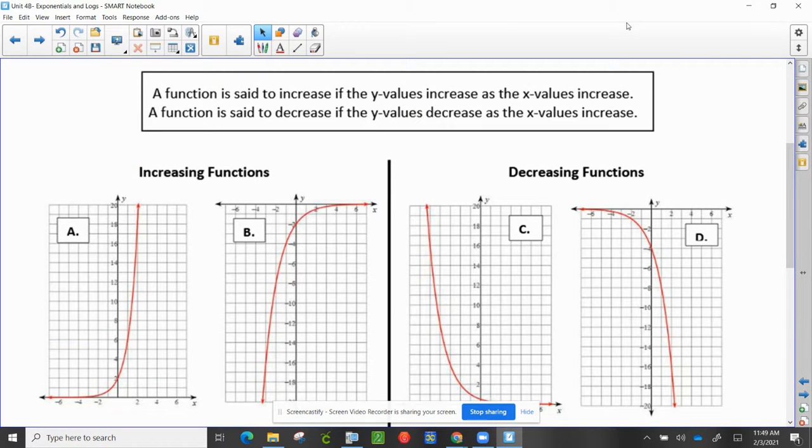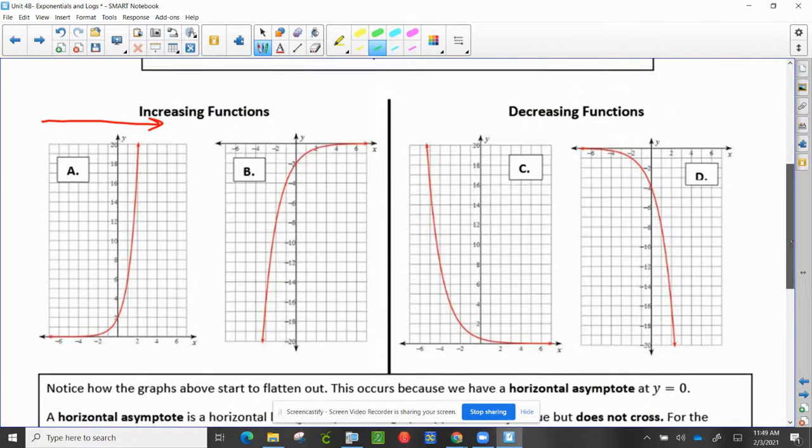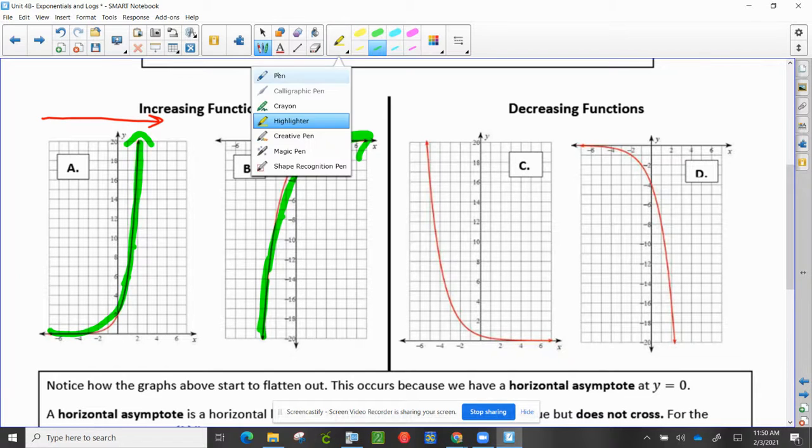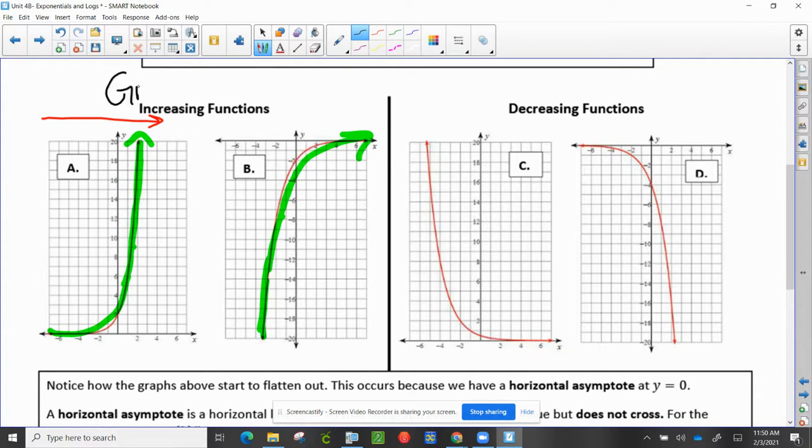Okay, so what that means is we read a graph just like we would read a sentence. So as we move from left to right, what is the y value doing on those graphs? For these increasing graphs, you can see as it starts low and as we move to the right, that function is going up. It's increasing. Same thing with the second graph here, even though it's kind of flipped around, as our graph moves to the right, our function is going to be increasing by going up like this. That's an idea of an increasing function. This we would call our exponential growth.